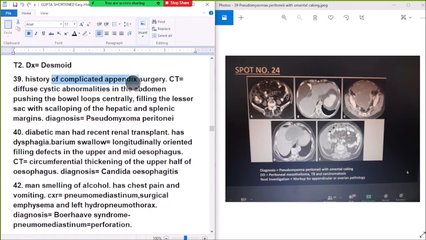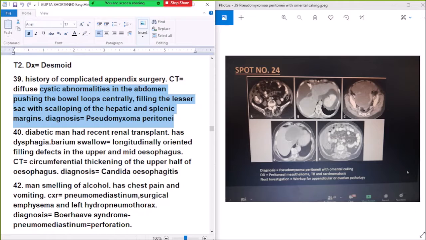Question 39. History of complicated appendix surgery. CT scan with diffuse cystic abnormalities in the abdomen pushing the bowel loops centrally, filling the lesser sac, with scalloping of the hepatic and splenic margins. Diagnosis: pseudomyxoma peritonei.